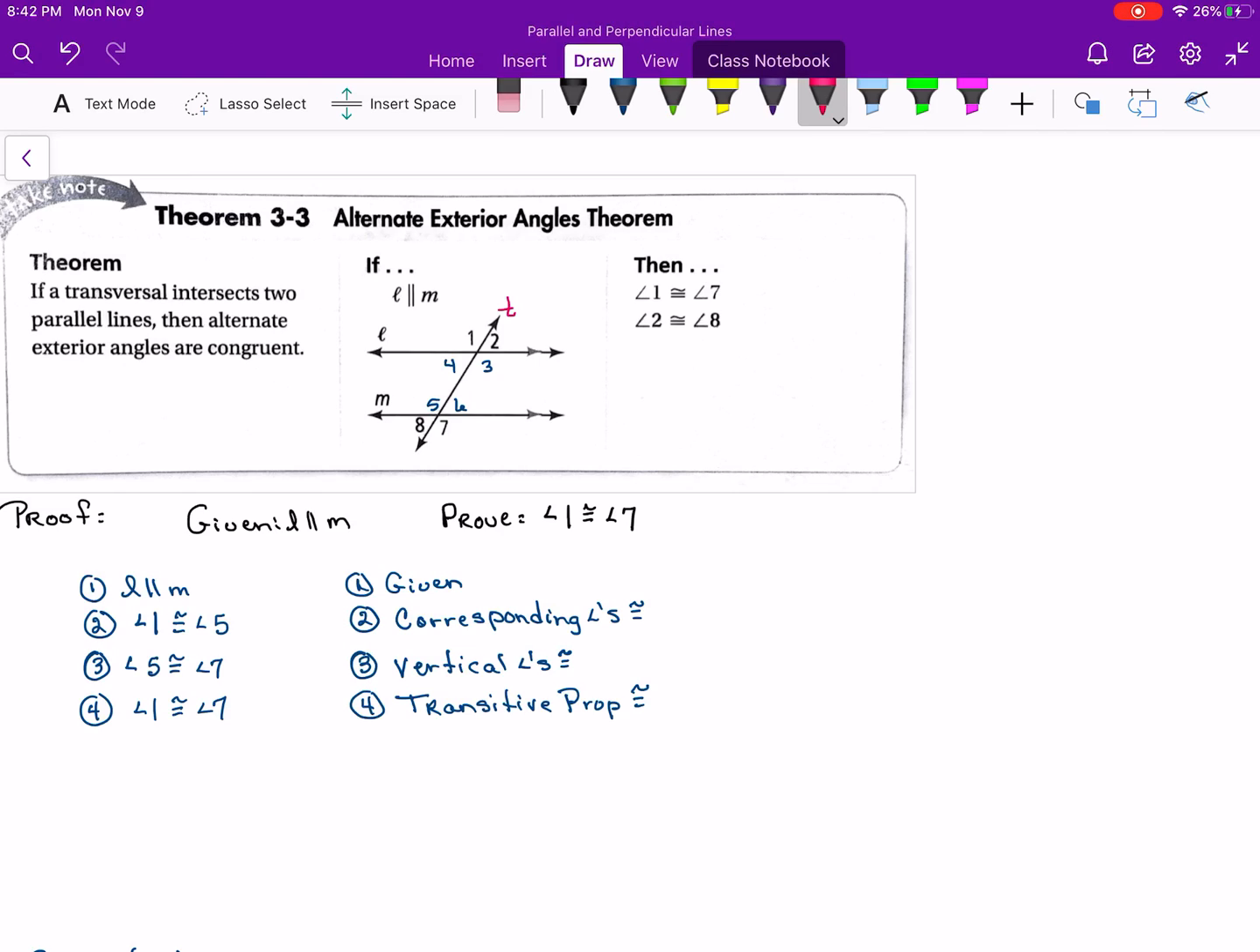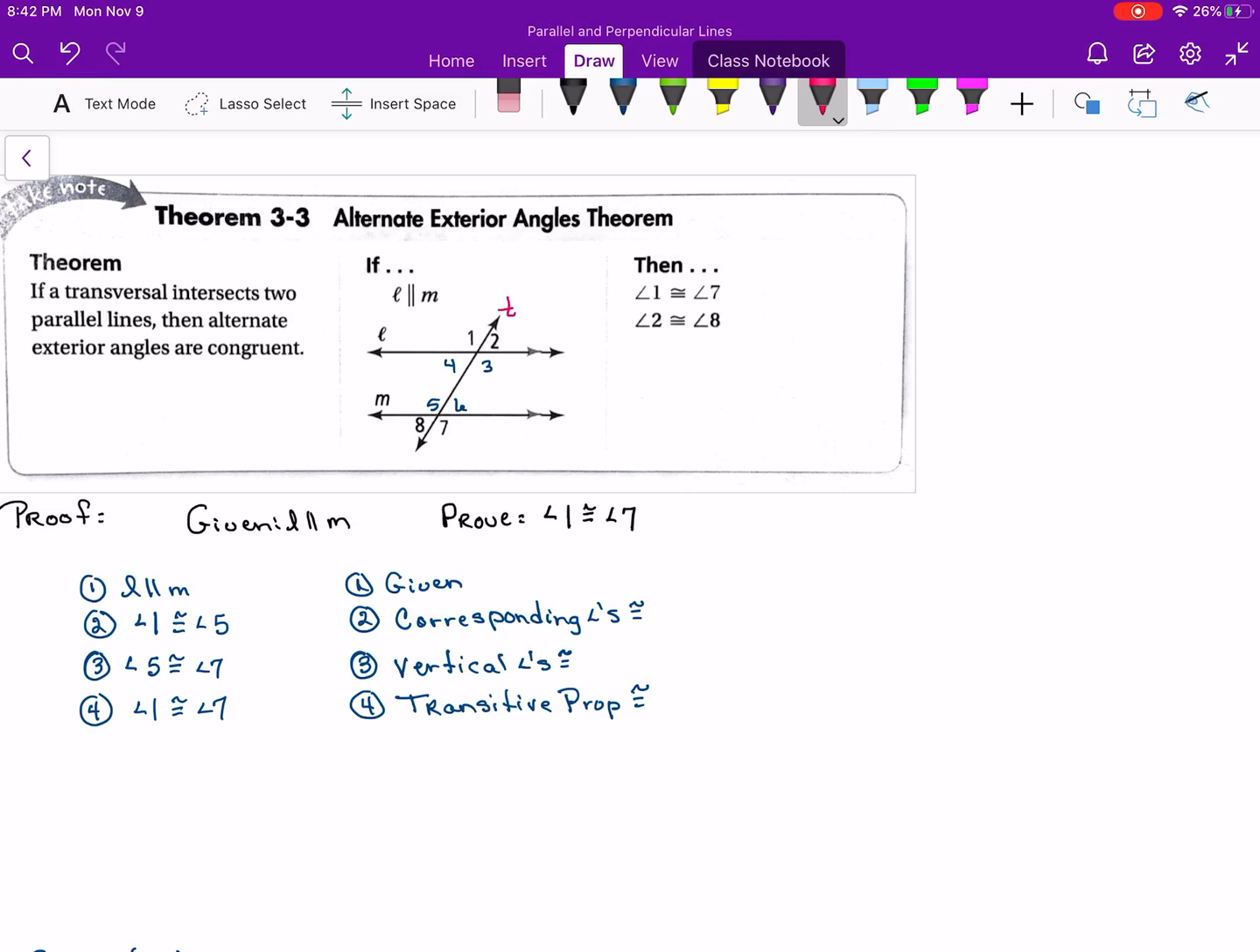Angle 1 and angle 7 are alternate exterior. They're on alternate sides of the transversal and on the outsides of the parallel lines. That makes them exterior angles. 2 and 8 are also. And so to prove the theorem, we just have to choose one of those pairs. So I went ahead and chose angle 1 and angle 7.